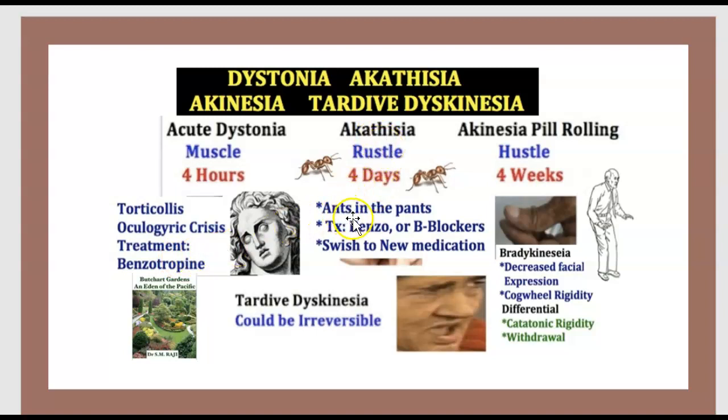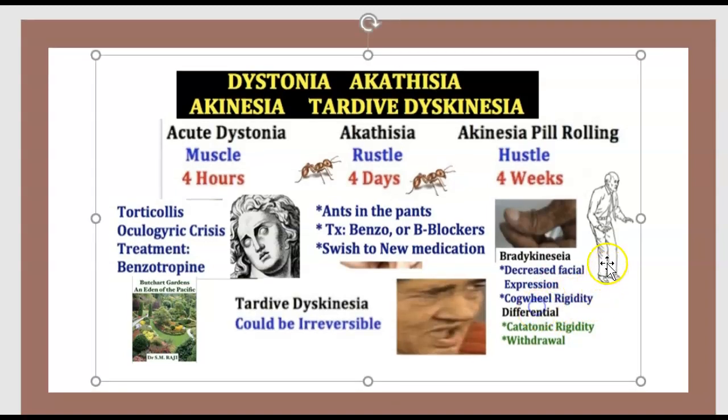Akathisia, restlessness. What is the treatment? Benzo or beta blocker. Switch to new medication. Akinesia, parkinsonism: bradykinesia, decreased facial expression, cogwheel rigidity, think about Parkinson. Differential: catatonic rigidity and withdrawal. Tardive dyskinesia could be irreversible. Think about grimace and movement of the tongue.